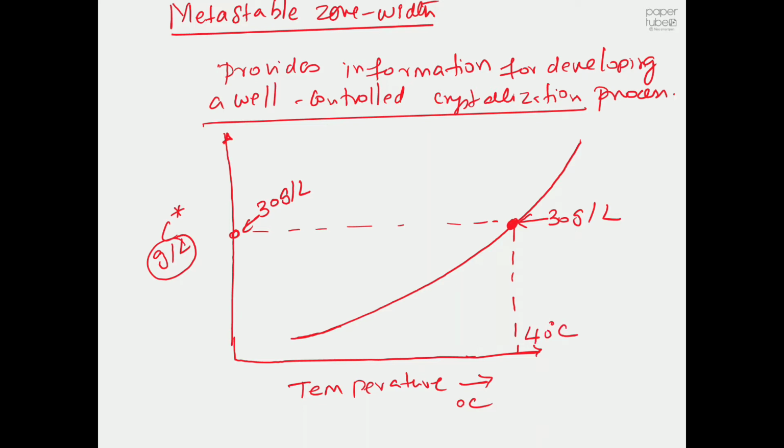Let's assume we are dealing with some active pharmaceutical ingredient whose solubility is 30 grams per liter at 40 degrees centigrade. So this is one condition. And then we know another condition, at 20 degrees centigrade, where we can dissolve a maximum of up to 20 grams per liter. In other words, the solubility concentration at 20 degrees centigrade is 20 grams per liter. So this is the solubility value at 40 degrees centigrade.